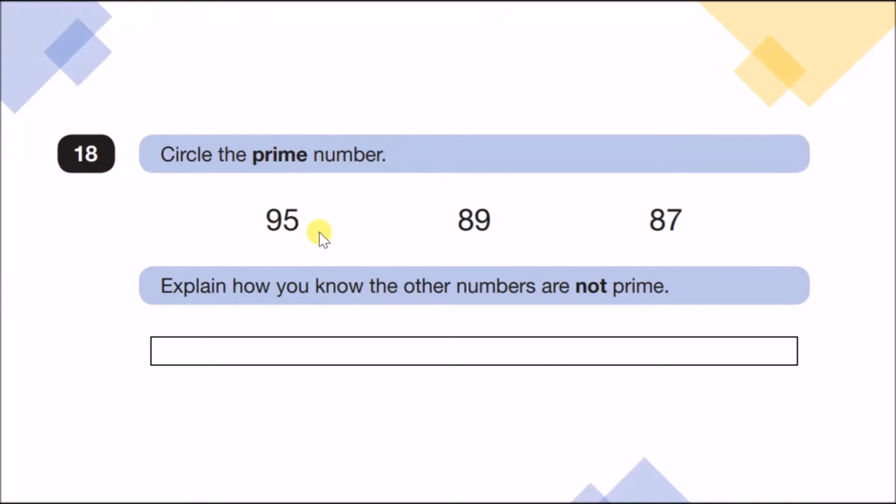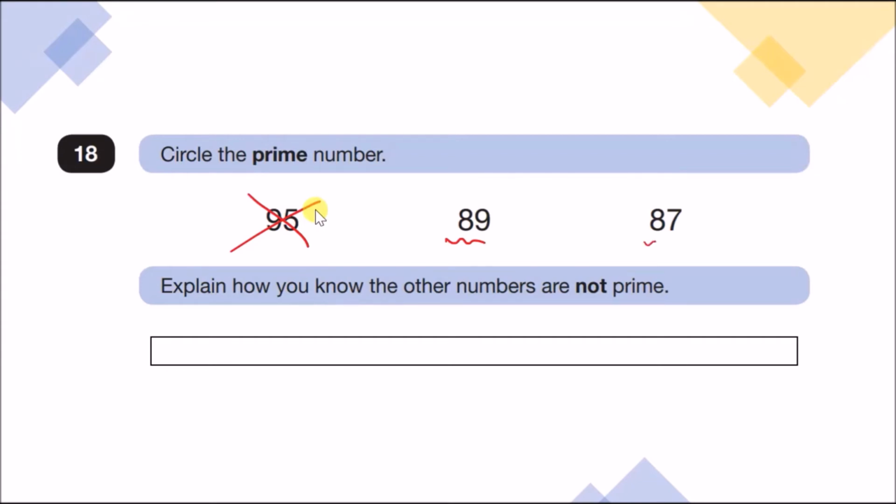Let's check out 95. Is 95 prime? Well, I can see a 5 at the end. So it must be part of the 5 times table, meaning it cannot be prime. So that is no. Now 89. Well, I'm not too sure. It could be in the 3 times table, or 7 or 9. Well, we'll come back to that.